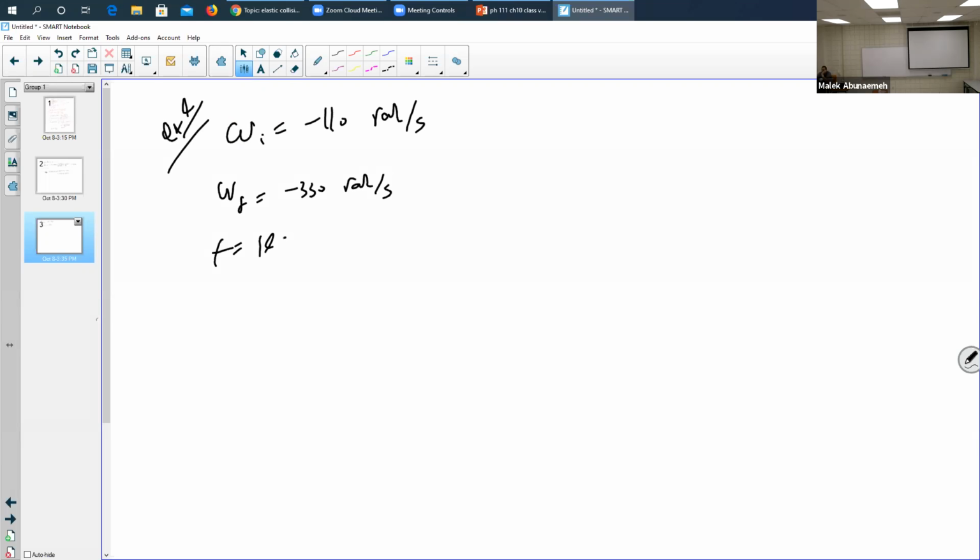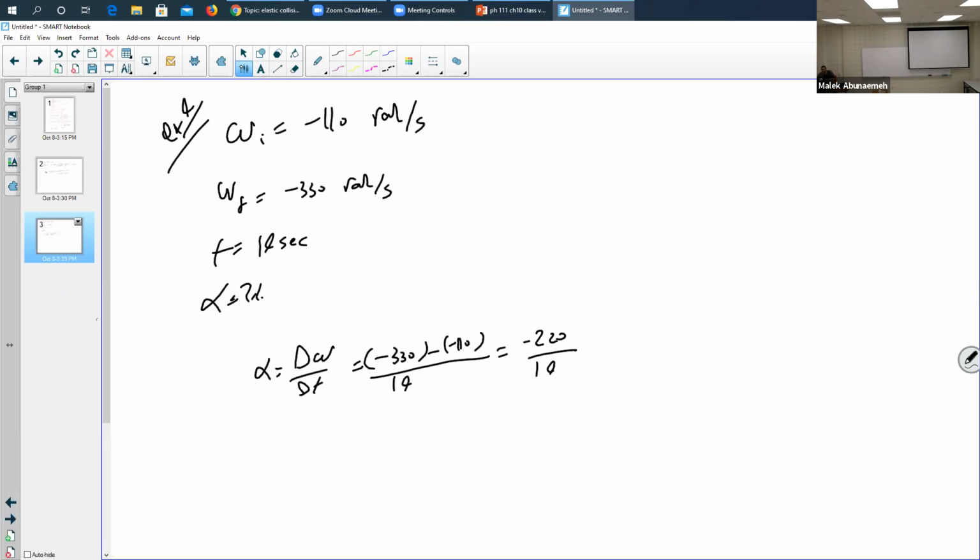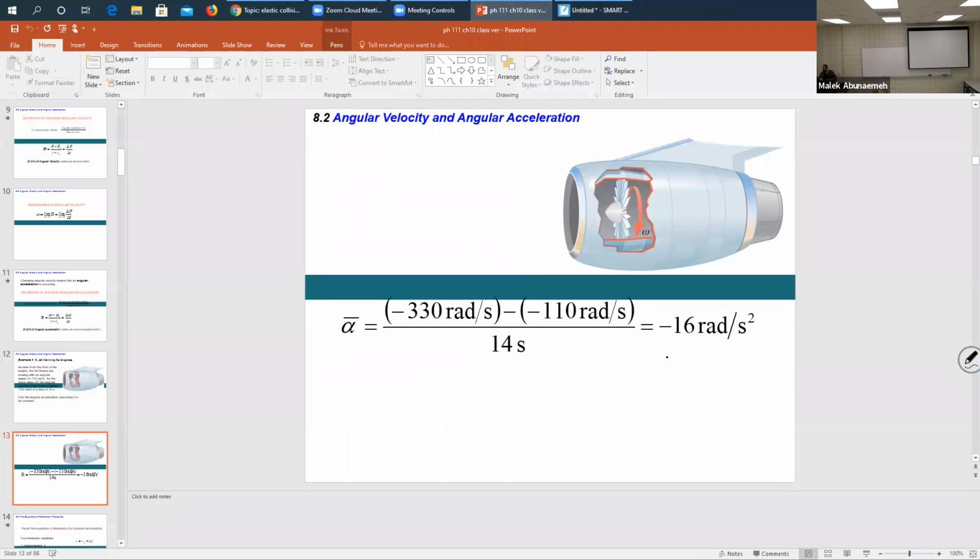And you've got 14 seconds, and you're looking for alpha, which is delta omega over delta t, which is minus 330 minus minus 110, divided by 14. Minus negative 110? Negative 110. Oh, somebody's awake. So minus and minus is positive. 330 minus 110, what's that? 220, right? Divided by 14. So like 15.7 and some change, right? Yeah, minus 15.7, which I think is minus 16 in that question. Yeah, minus 16, that's correct.